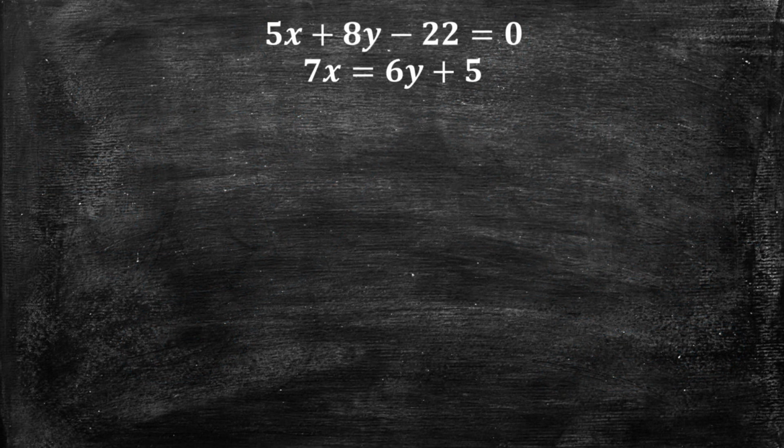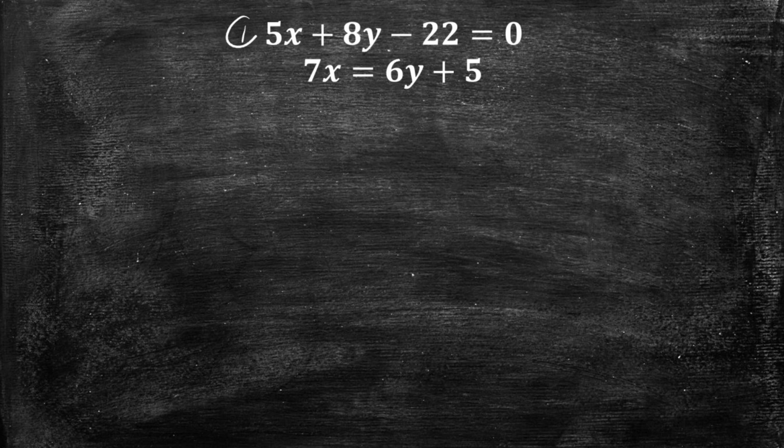Example number 3. So when we're looking at these two equations here, we can see that it's not in the form that we're used to. So what we want to do is manipulate the equation a little bit. And what we want are both of the variables, the x and the y, to be on one side and the numbers to be on the other side.